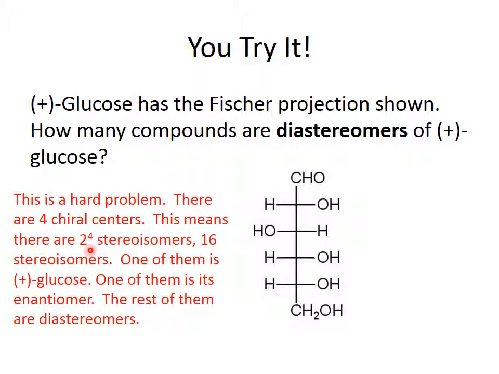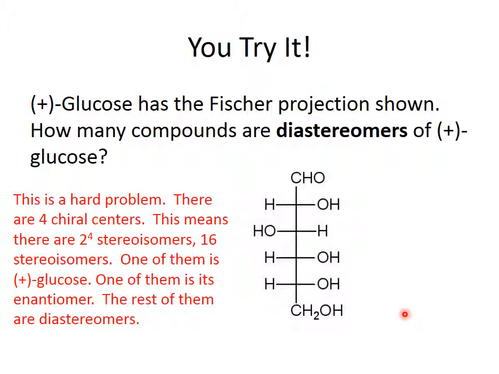Well, what we find is with 4 chiral centers, we have 2 to the 4 possible stereoisomers. 2 to the 4th power, that's 2 times 2 times 2 times 2, that gives me 16. Okay, 4 times 4 is 16. 16 possible stereoisomers. One of them is glucose, what we call positive glucose. The other is going to be its enantiomer. All of the rest of them are going to be diastereomers. So how many diastereomers do you have of glucose? You actually will have 14.